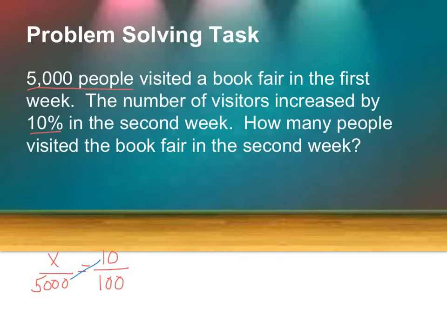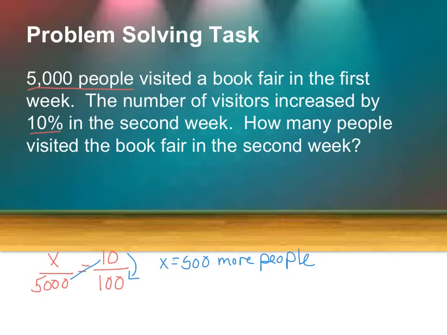So I'm going to go ahead and multiply 5,000 times 10. Whatever you get, you're going to divide by 100. Give you a second to do that. So X is 500 more people.